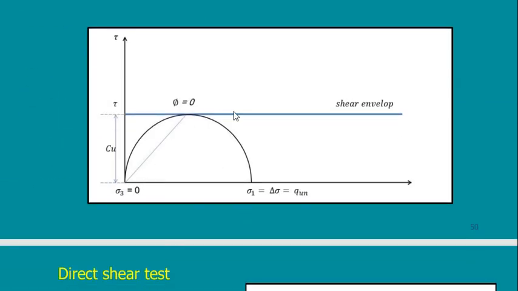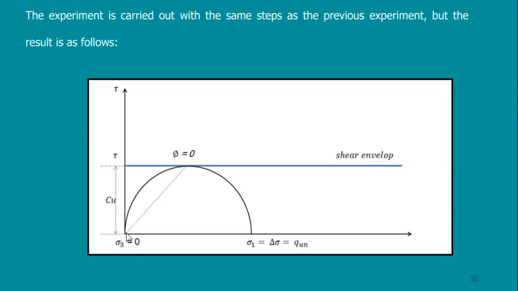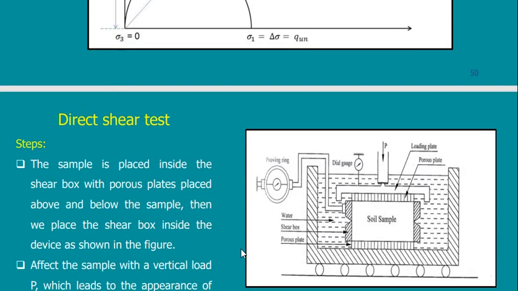So this is the drawing of this one. When I say that I don't have sigma 3, then it means that all my circles will be here. I have always sigma 3 equal to 0, and I have here sigma, this is the value of C. So any test you are going to conduct will be something like this drawing. So just for understanding.